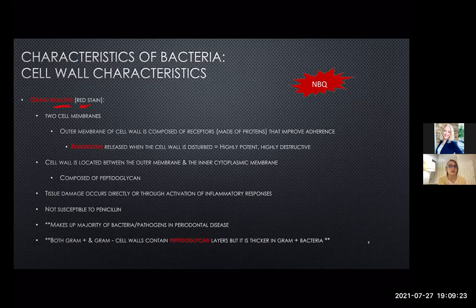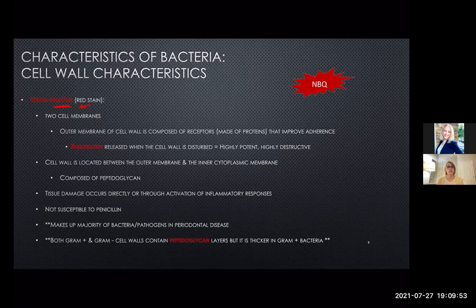Now, these endotoxins that we talked about on the last slide, these are released when the cell wall is disturbed. So if we disturb the cell wall of a gram-positive bacteria, all right, it's dead. If we disturb the cell wall of a gram-negative bacteria, it releases endotoxins into the environment. These are very, very potent, and they are very destructive. So they cause a lot of damage in the mouth.